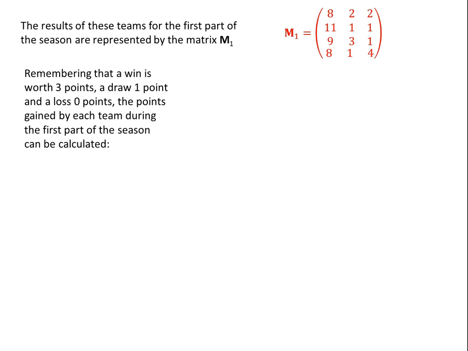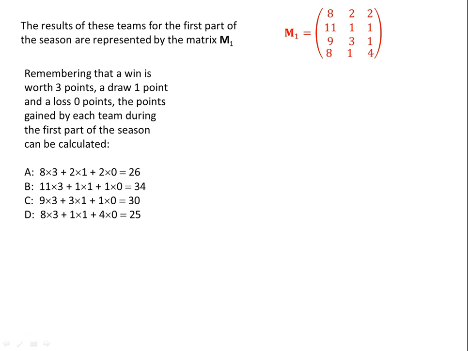So for Team A, we've got 8 times 3, plus 2 times 1, plus 2 times 0, which is 26. For Team B, similarly, we've got 11 times 3, plus 1 times 1, plus 1 times 0, which is 34. For Team C, we have 9 times 3, plus 3 times 1, plus 1 times 0, which gives me 30. And finally for Team D, we've got 8 times 3, plus 1 times 1, plus 4 times 0, which gives me 25.